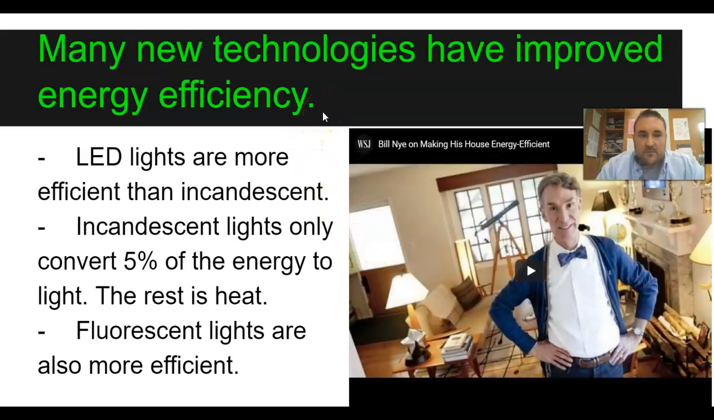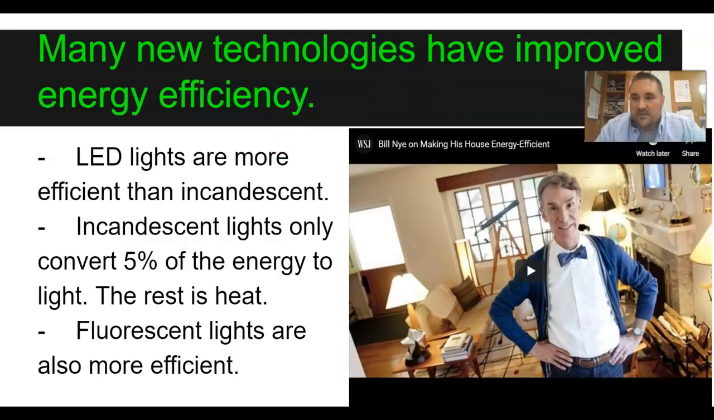New technologies have improved energy efficiency. LED lights are more efficient than incandescent lights. Incandescent lights actually had a tungsten filament in them that would get very, very hot, and when it got hot, that would actually make the light, but it was so hot you could get burnt very easily, and they used a ton of electricity. LED lights use 97, 98% of the electricity used to light, they use much less electricity.